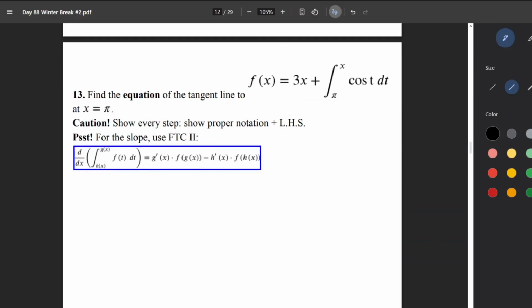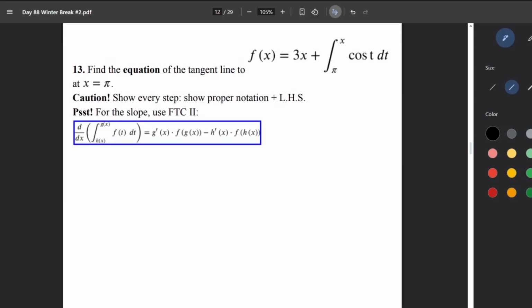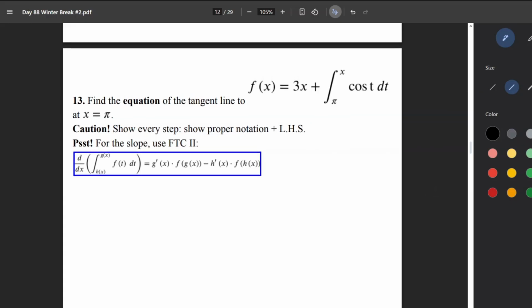Okay, so equation. This is basically the approximation thing, or just writing the equation. I'm really trying to overcomplicate it, but so first we have to find our point, which is pi, and then f of pi. So f of pi would just equal 3 pi plus 0. Because I know x equals pi, and if you put pi to pi, the integral, if both bounds are the same, is just 0. So the point would be pi, 3 pi.